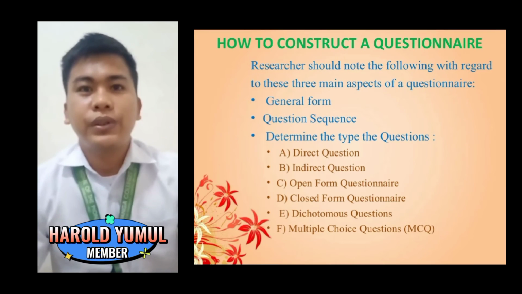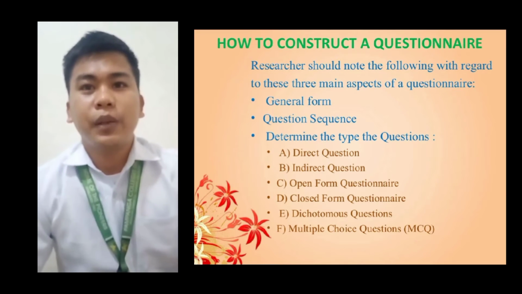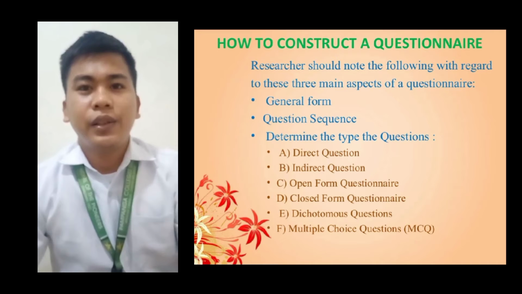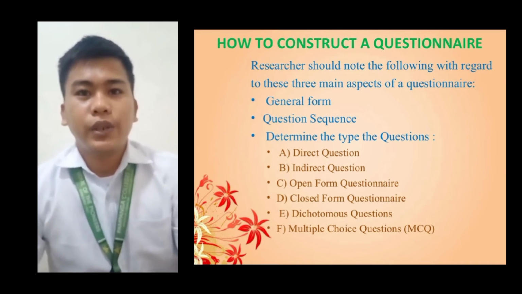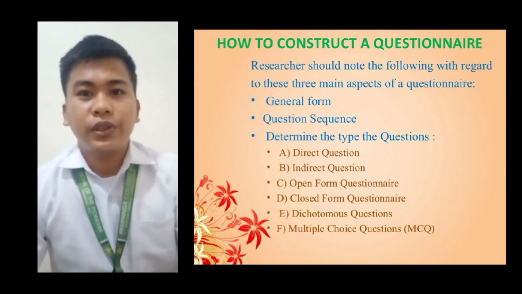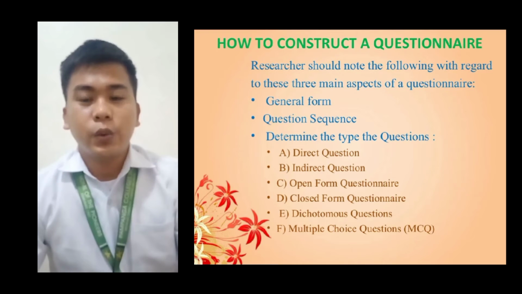How to construct a questionnaire. Researchers should note the following with regard to three main aspects of questionnaires. First is general form. Second is question sequence. Third, determine the type of the questions. We have A, direct questions; B, indirect questions; C, open form questionnaires; D, closed form questionnaires; E, dichotomous questions; and last, multiple choice questions or MCQ.